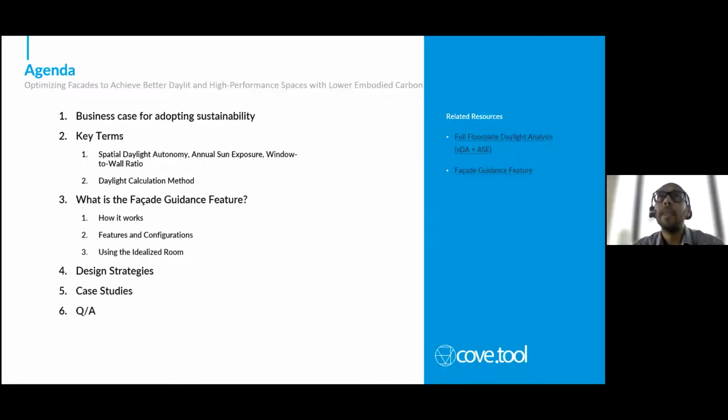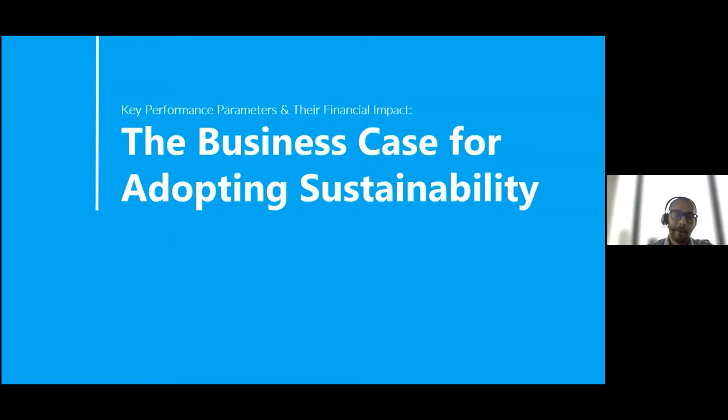Perfect. And then once we have seen what the facade guidance feature does for us, we'll discuss a couple of design strategies and look at the case studies where people have used design strategies to improve daylighting and performance in their buildings. And then we'll have a quick Q&A session towards the end. And Yudiksha is also online. If you have any questions as we go through the session, she'll be trying to answer the questions live for you, but we'll also keep some questions towards the end, and we'll definitely try and answer those.